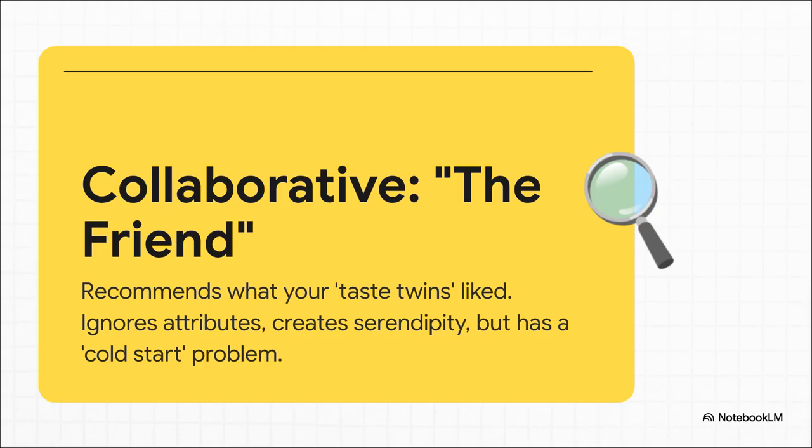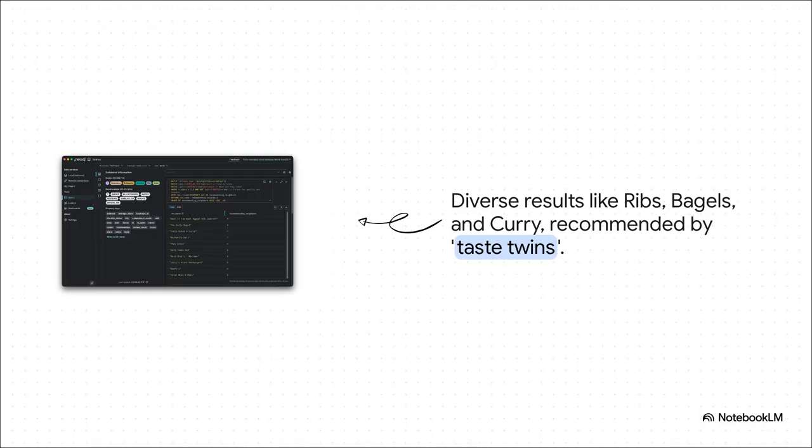This is amazing for discovering new things, but it has a catch. It doesn't work for new users who don't have any data yet. And just look at these results. This is the magic of the friend model in action. We're getting recommendations for ribs, bagels, and Indian curry.